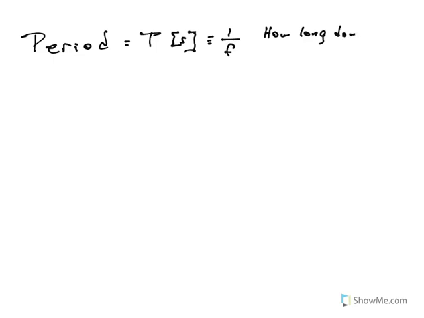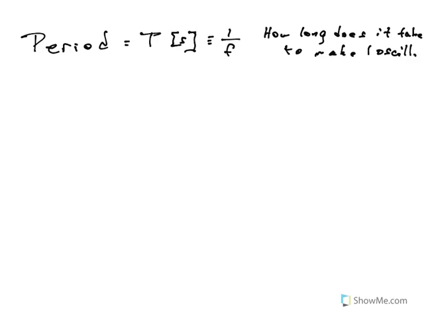The first being called the period, and it's related to frequency. The period is capital T, and its units are seconds. And it's defined as 1 over the frequency. And what the period is, is how long does it take to make one oscillation.